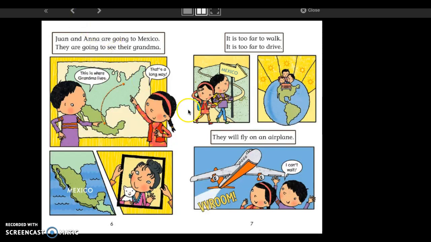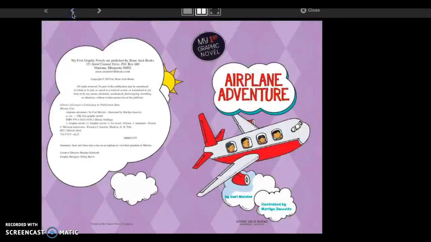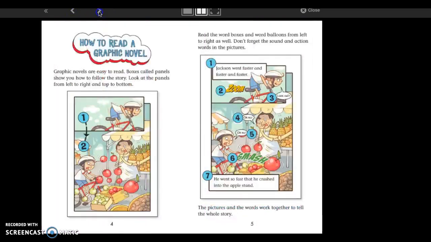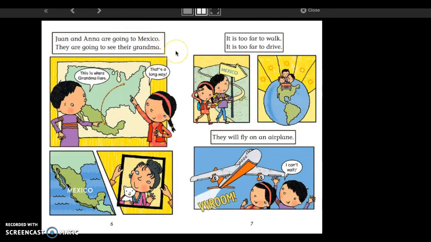Let's look at another story. This story is Airplane Adventure. In this narrative, the introduction says, Juan and Anna are going to Mexico. Again, this narrative tells me the characters and the setting. Who is in the story and where are they?